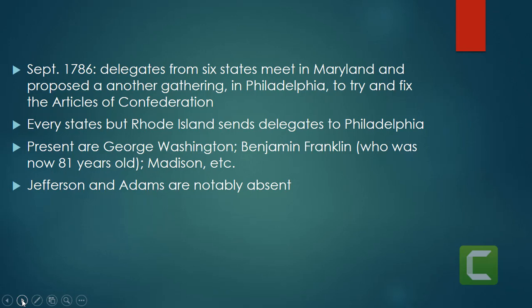Madison is there. Jefferson and John Adams are both notably absent because both of them were serving as ambassadors at that point in time. But just about everybody else that has been a major player in our story up until this point is there at the meeting in Philadelphia to see if they can perhaps salvage the Articles of Confederation.